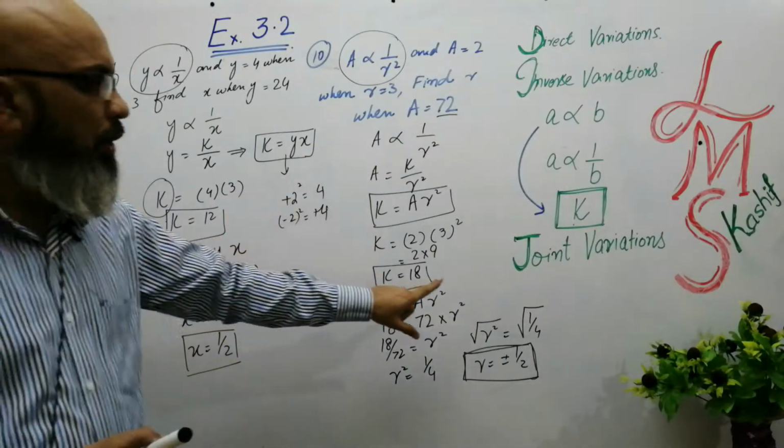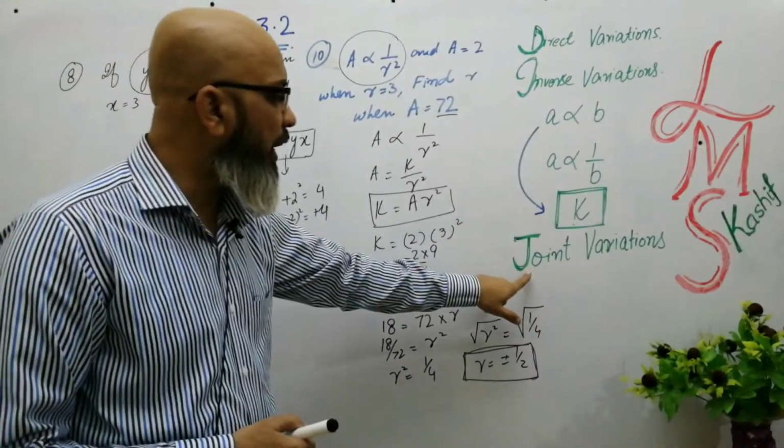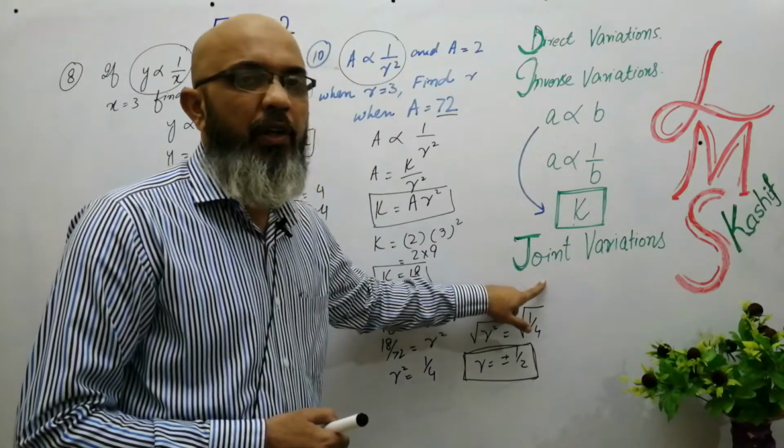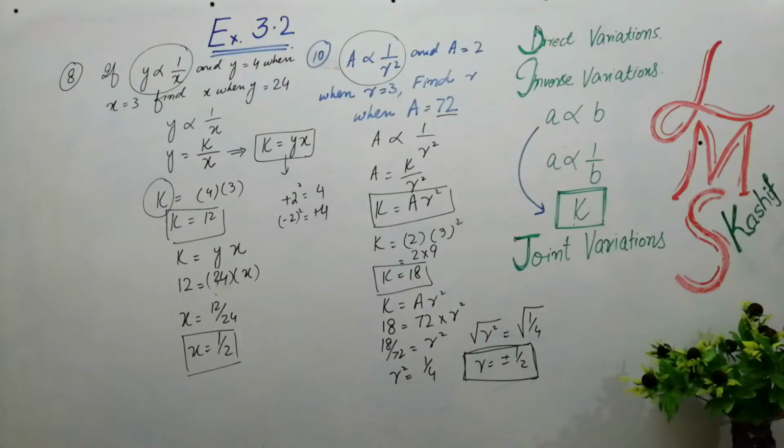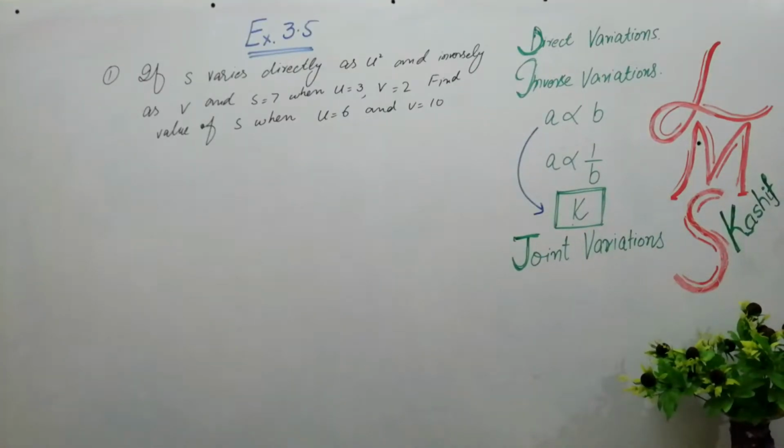Now we will come to the next exercise, that is 3.5, and we will do the joint variations in the same way. So let's start exercise 3.5. First question of exercise 3.5. Now look here.